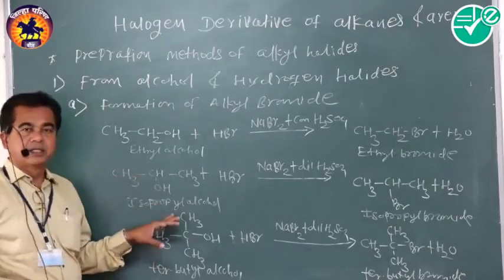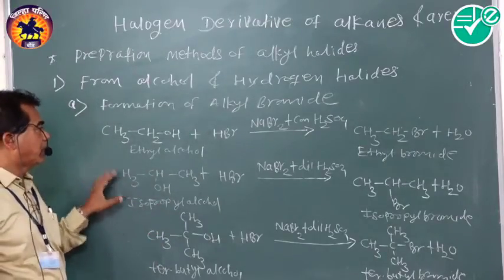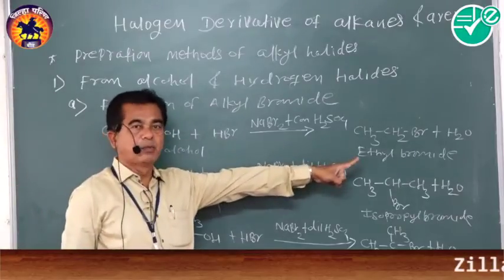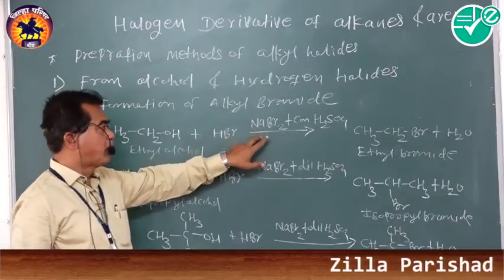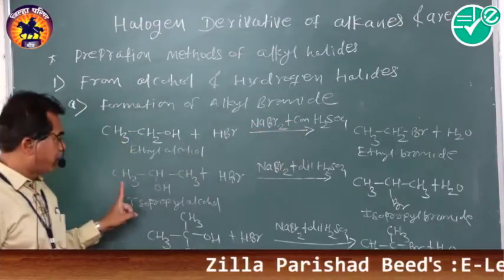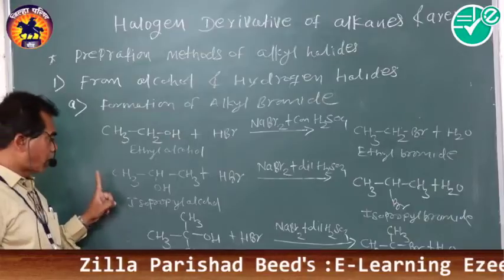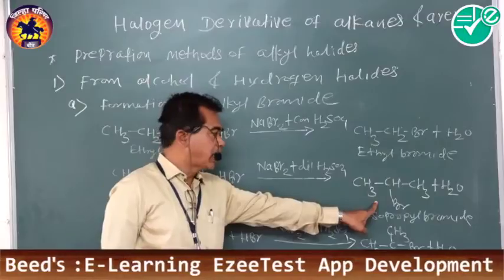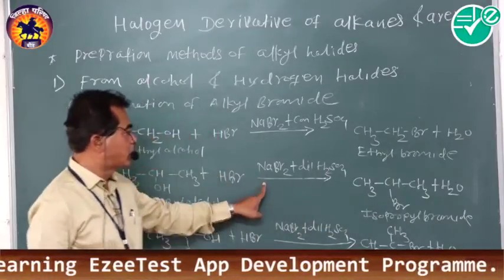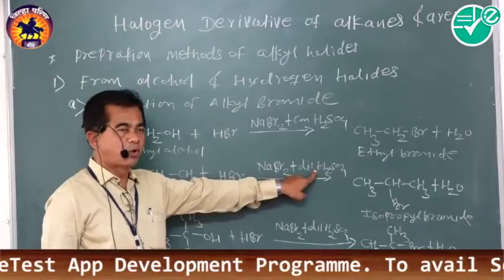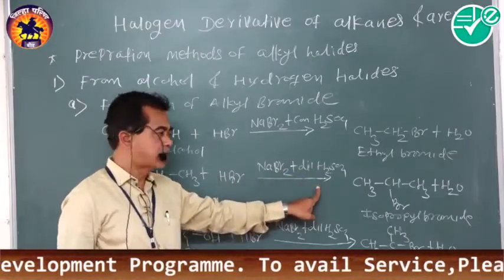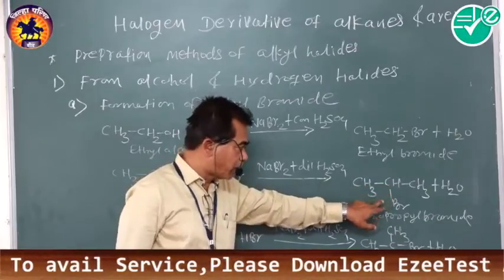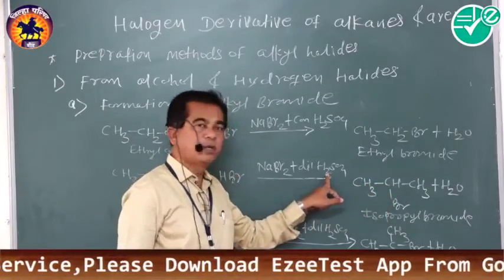So remember this important point: for preparation of primary alkyl bromide from primary alcohol, we use sodium bromide and concentrated sulfuric acid. Then for conversion of secondary alcohol into secondary alkyl bromide, we use sodium bromide plus dilute H2SO4. If we use concentrated sulfuric acid, then this product is not formed. Alkene formation takes place when concentrated sulfuric acid is used.